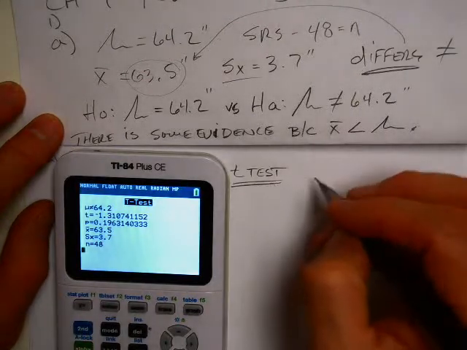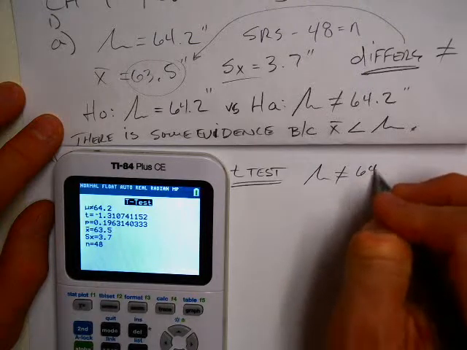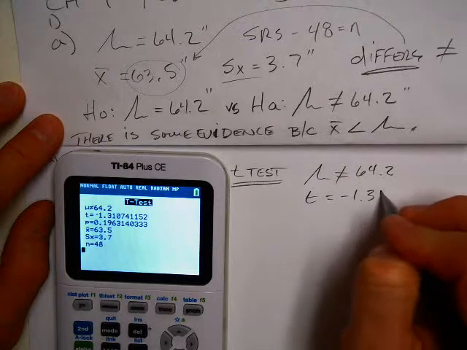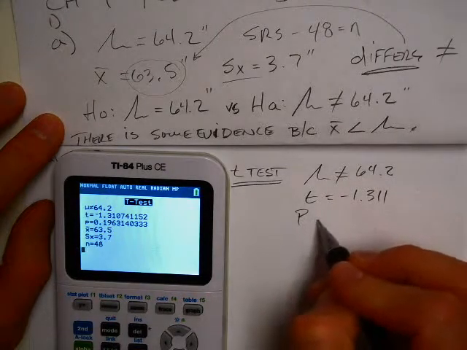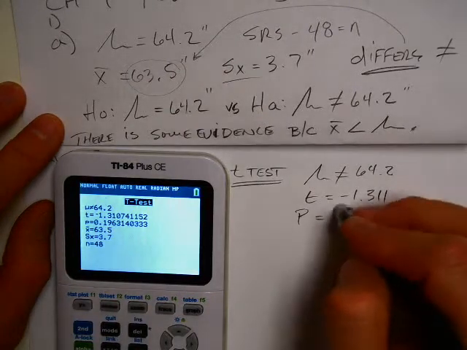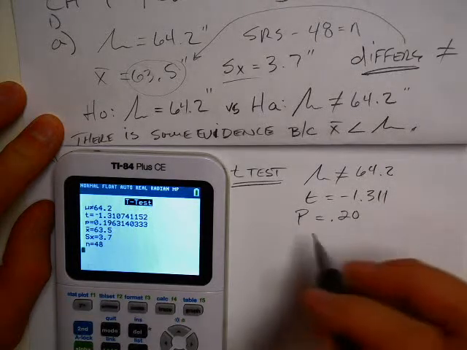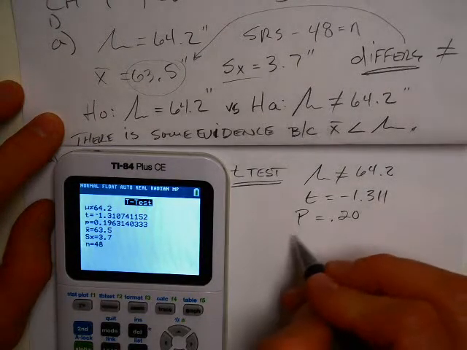And so the t-test gives me mu does not equal 64.2. T equals negative 1.31. You can round a little bit, maybe we go 1.311. P, this is the p-value. 0.2. If you're writing that for the AP, I think you can round it like that, but maybe you'd run it out 3-4 decimals just so that they know. Make sure you're rounding it correctly.